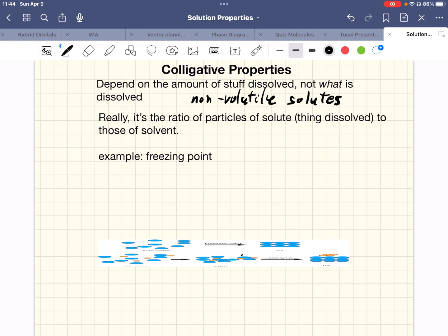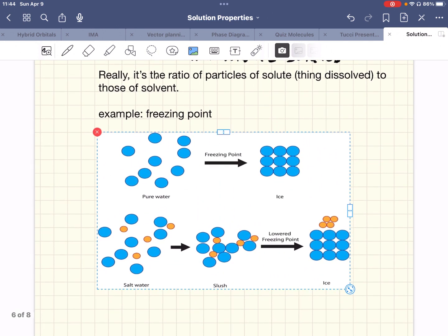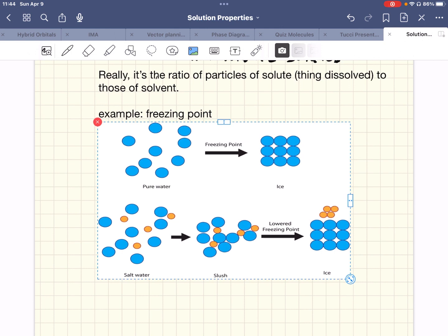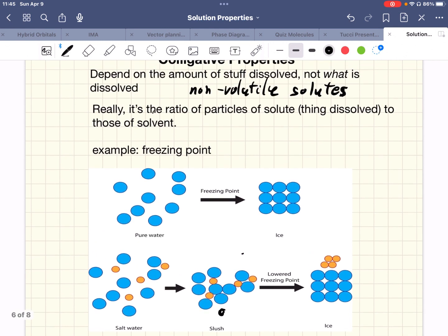And what's an example of something that does that? Well, freezing point, like I said. If I have pure water, I lower the temperature, slow the molecules down, they form ice. If I have salt water, as I lower the temperature, I make sort of a slush. And eventually, as it freezes, the salt is left separate. So you can imagine how having Na plus and Cl minus interferes with the step here and prevents it from freezing. So, for example, salt lowers the freezing point.